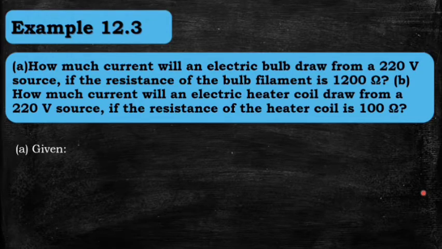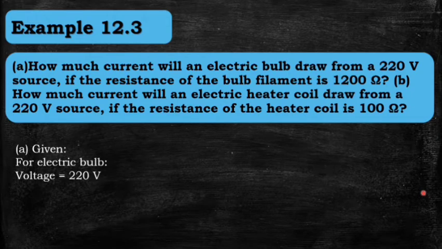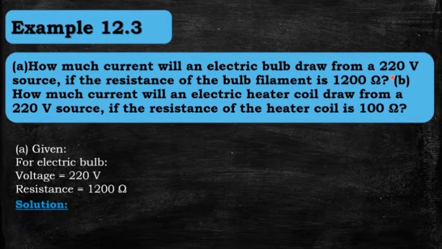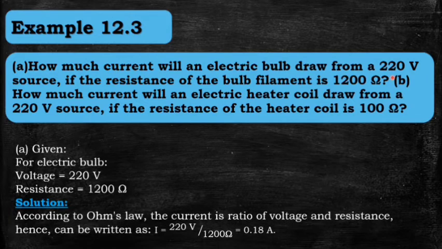Let us write the given things. For the electric bulb, voltage is given as 220 volt and resistance is 1200 ohm. We know that V equals IR according to Ohm's law. V is equal to I into R. Then what will I be equal to?